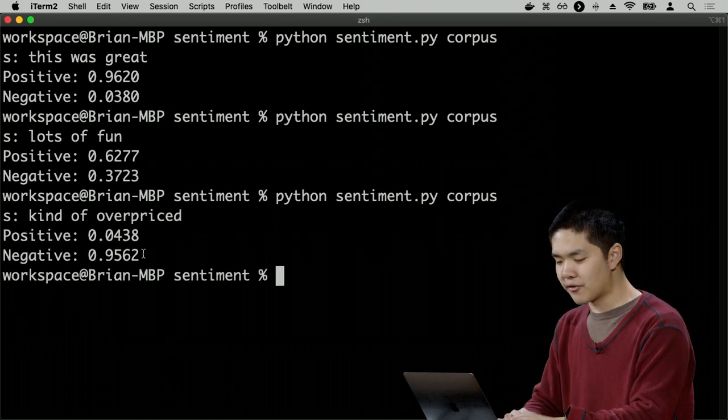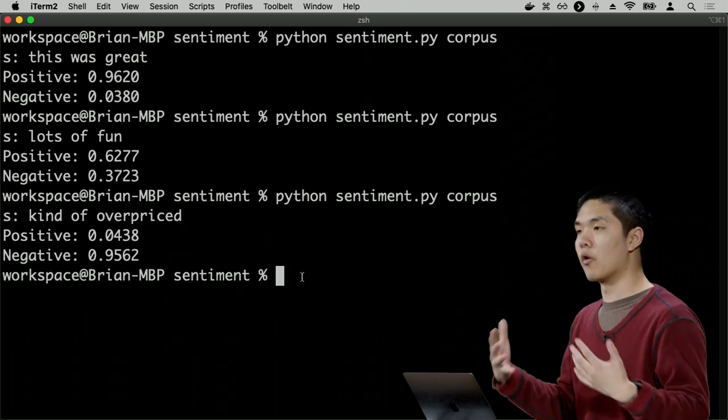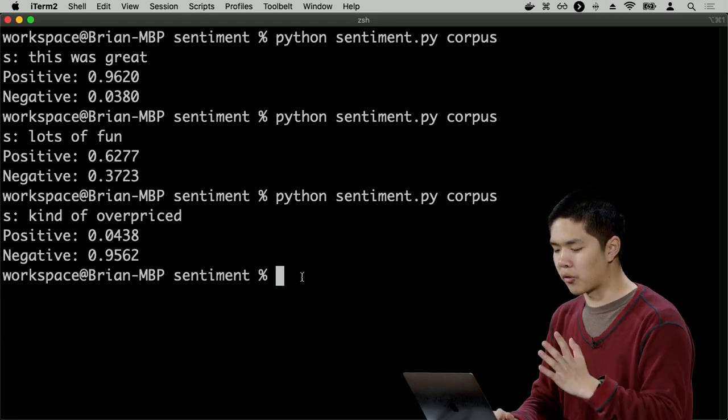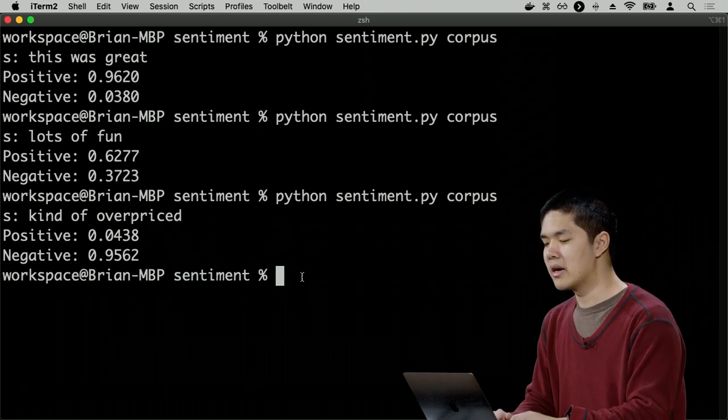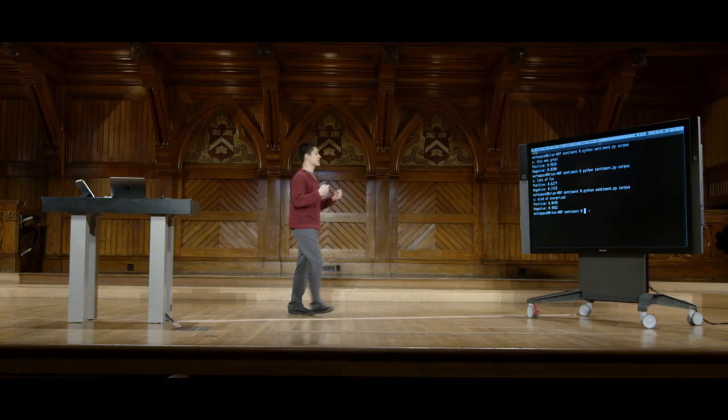And all right, now 95%, 96% sure that this is a negative sentiment, likely because of the word overpriced, because it's shown up in a negative sentiment expression before, and therefore it thinks, you know what, this is probably going to be a negative sentence. And so naive Bayes has now given us the ability to classify text.